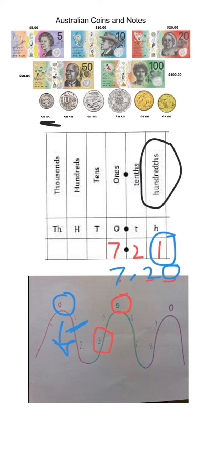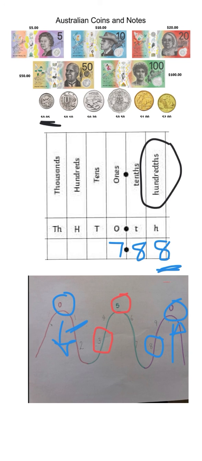$7.20. If we, for example, have a very expensive ice cream that is $7.88, we again look at this last value here. That's on the purple mountain. This is going to get rounded up to 0, which means when we are rounding up and it's on the purple mountain, this is really important to remember, this value goes up. So it will become $7.90. That is why the purple mountain is really important to remember.